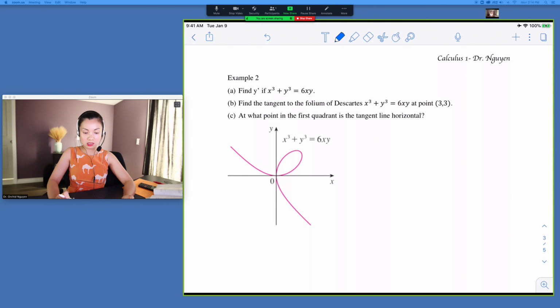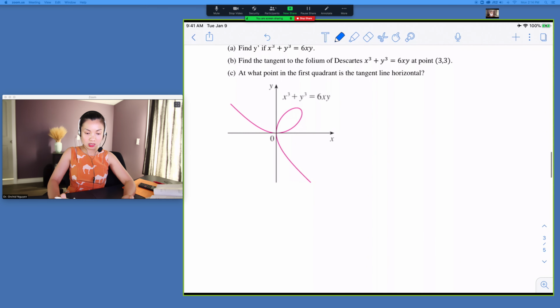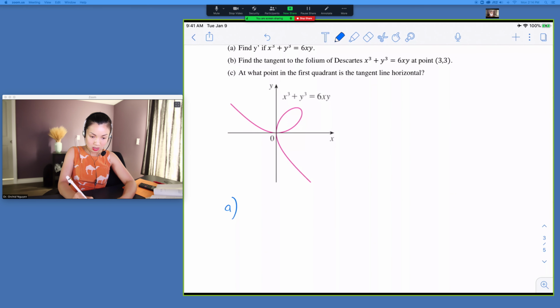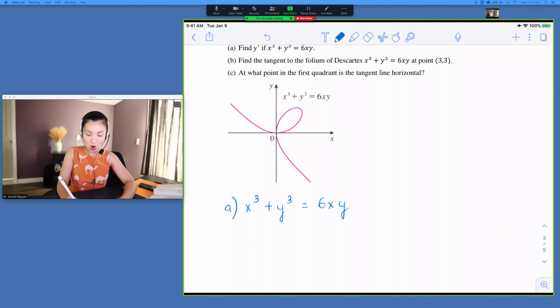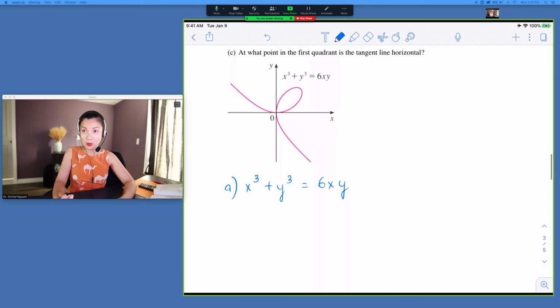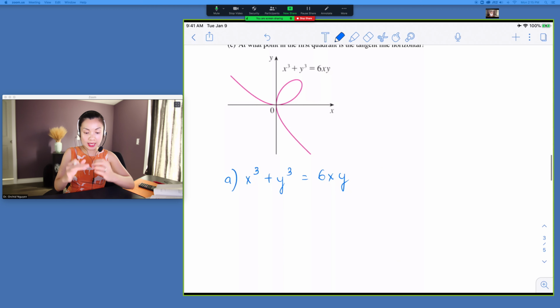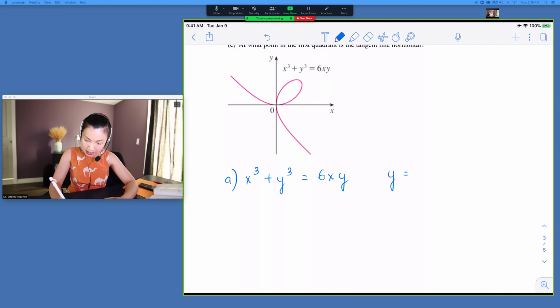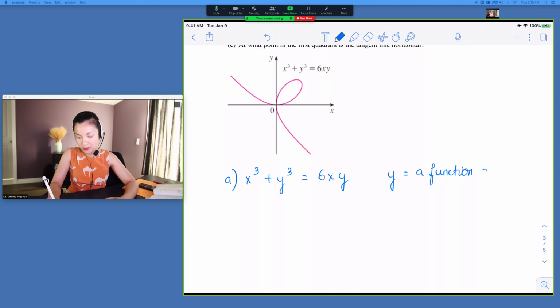x cubed plus y cubed equals 6xy. We're going to find y prime. Make sure y is a function of x, so you have to take care of the chain rule here.